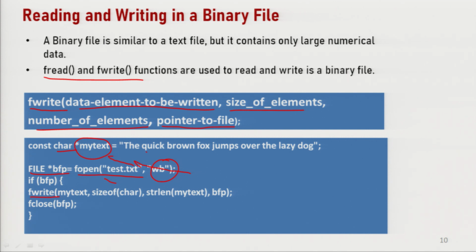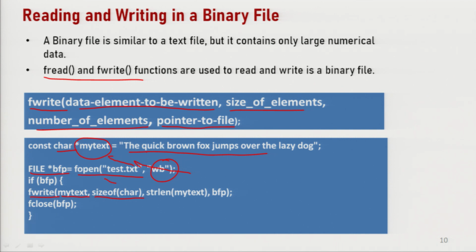In the fwrite function, what we want to write down is this text, this set of string. So, this variable is passed over here. Now, since this text contains characters, each element is a character. So, here we will pass the size of characters. So, 1 byte will be passed over here.